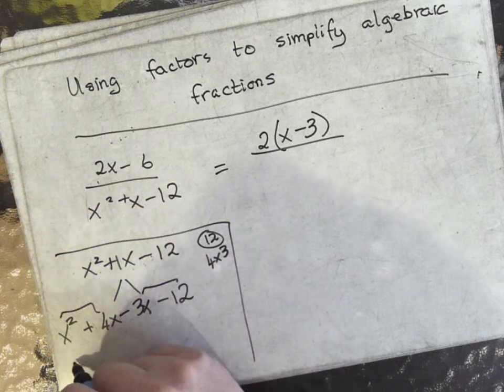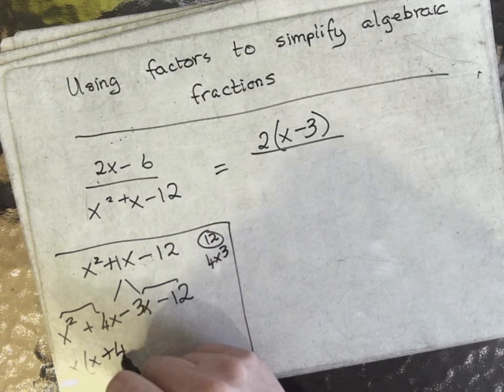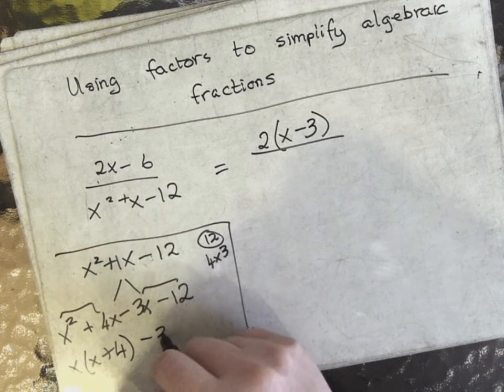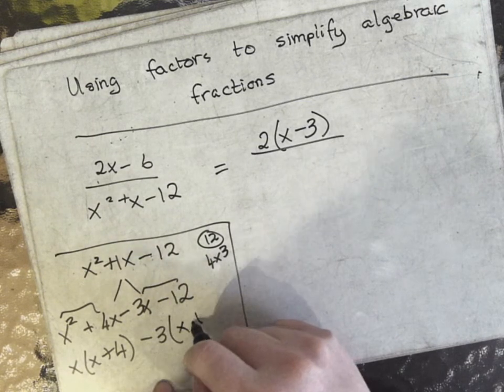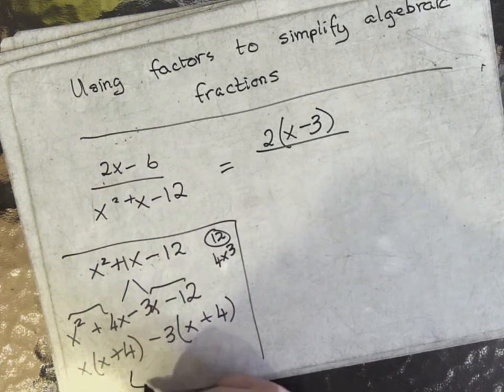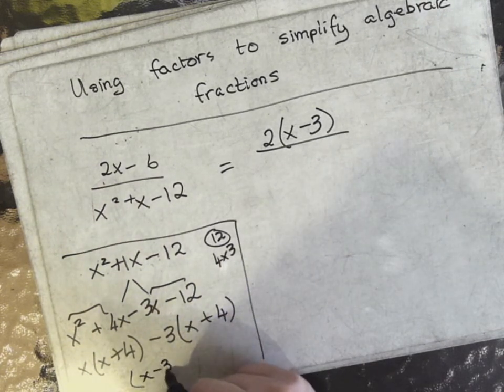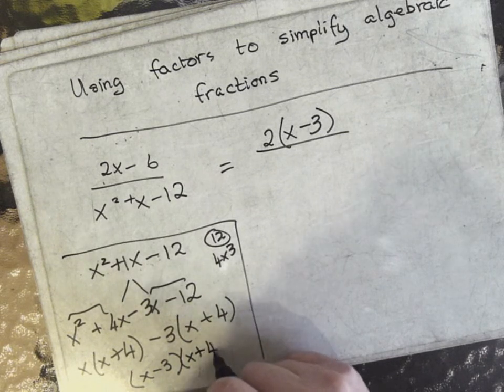So out of the first 2, there's an x common, you're left with x plus 4. Out of the second 2, I'm going to take out a minus 3, and I'm left with an x, that becomes a plus, and 3 4s are 12. And my brackets are the same, so then that's x minus 3 times x plus 4.